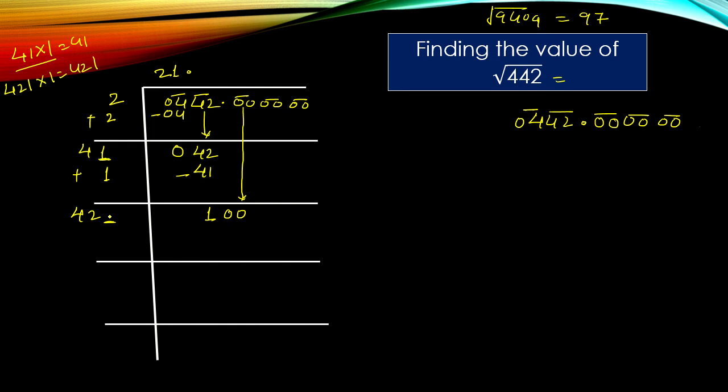If we put the smallest digit here, we still get a number which is more than 100. 421 is more than 100. So what do we have to do? We have to bring down the second pair.